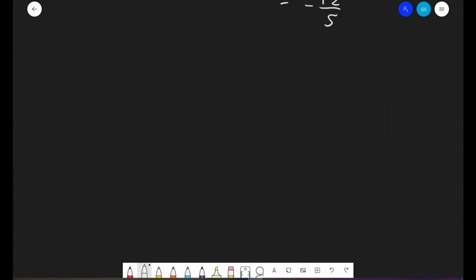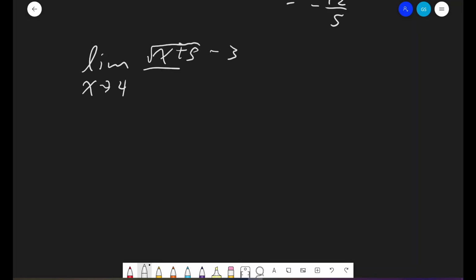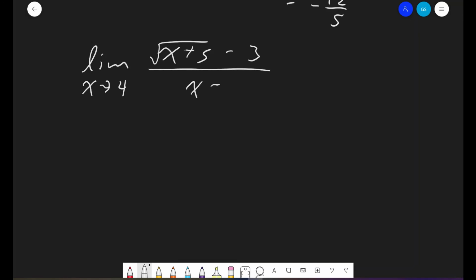The final example I want to do is the limit as x approaches 4 of the square root of x plus 5, minus 3, over x minus 4. Yikes, that looks terrible. Now we know we can't just plug in the 4, because then this would be 0 in the denominator, and that would be undefined, so we wouldn't be solving.